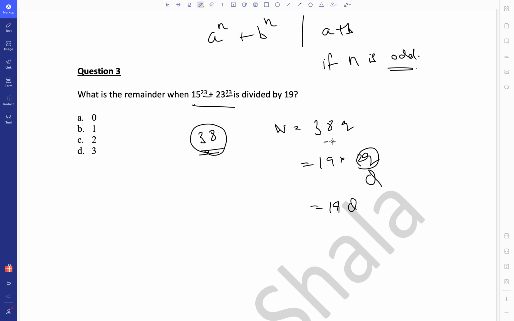So any number divisible by 38 is also divisible by all of its factors, and 19 in this case. Now let's quickly see why this happens. I'll tell you a shortcut method to prove this yourself and remember this yourself.